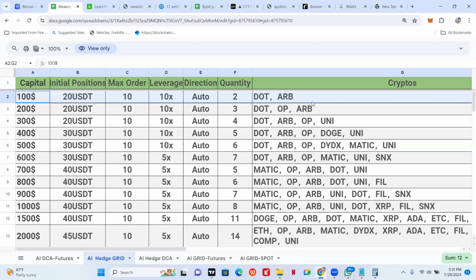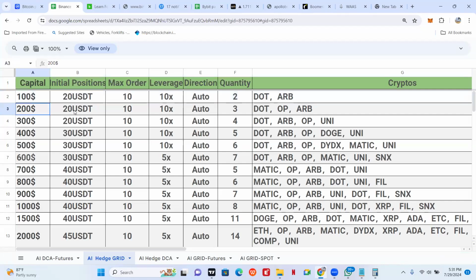I hope I'm clear. You can put $100 on futures just for a test, but while you're doing that, make sure you have some funds in sports.